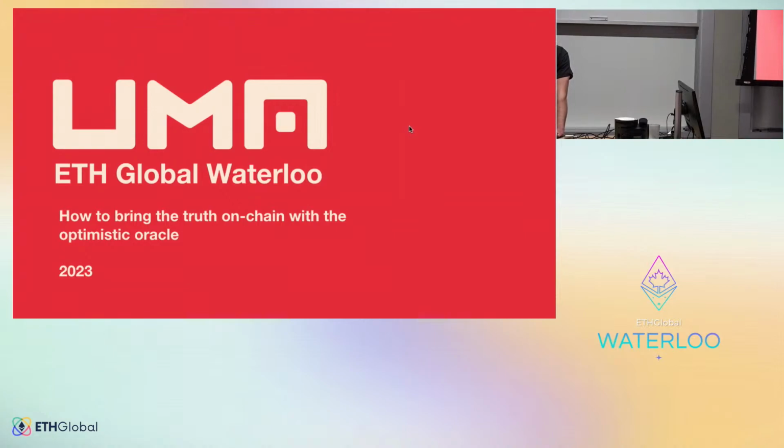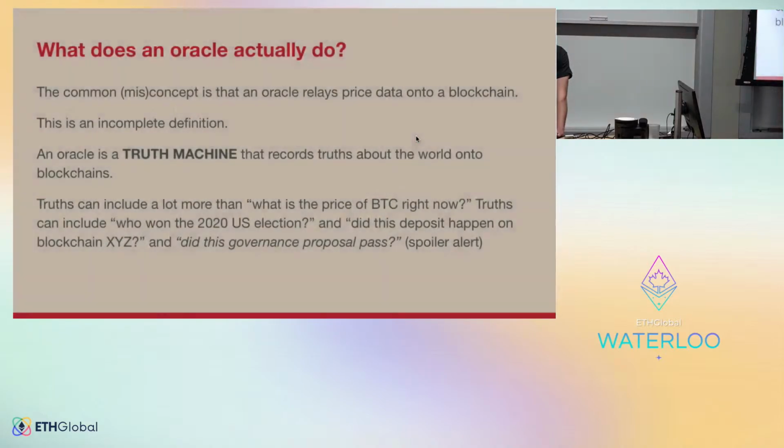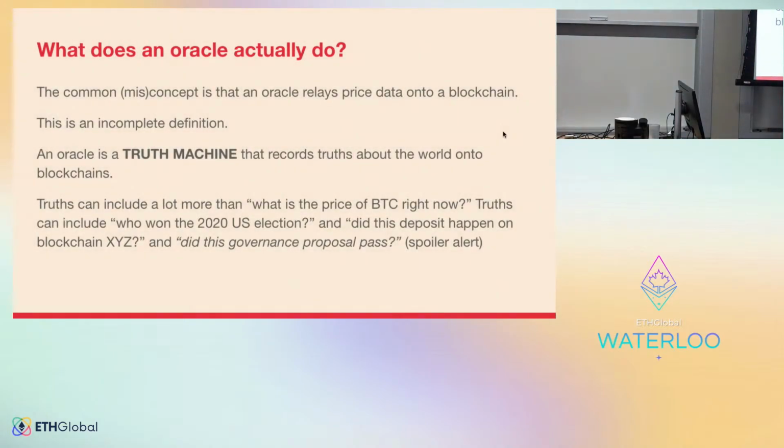I'm going to talk about how UMA is a decentralized truth machine. And what that means is you can bring any true fact about the world that's provable on-chain, and then your smart contracts can use that to either allow or disallow transactions, to use the data in whatever way that you need. And I'll talk about a couple of different applications as well as what you could build at the hackathon.